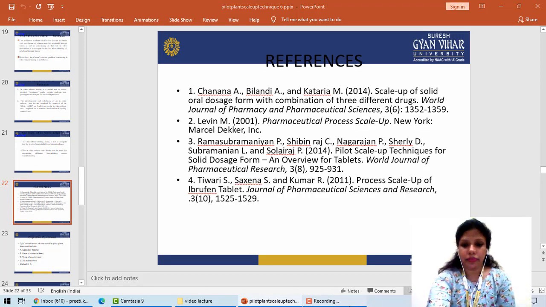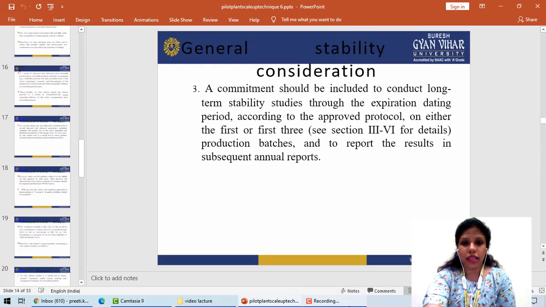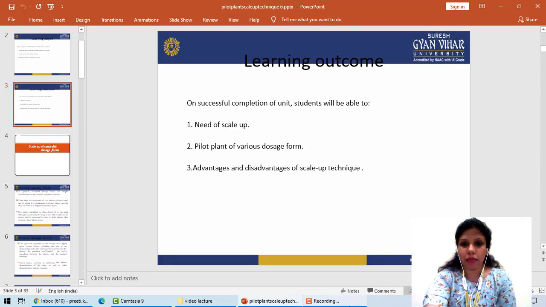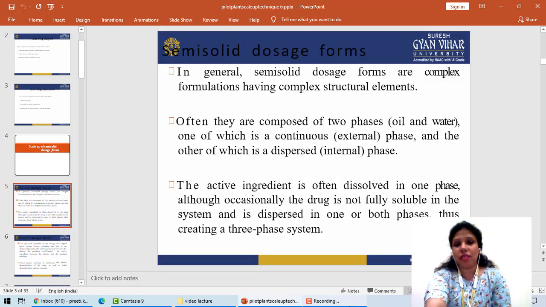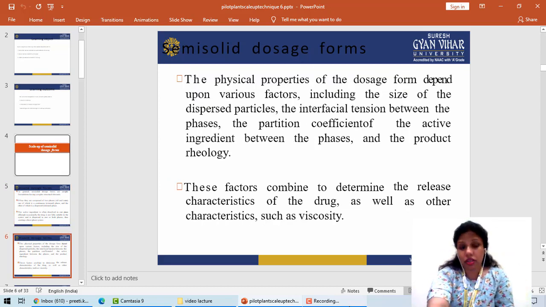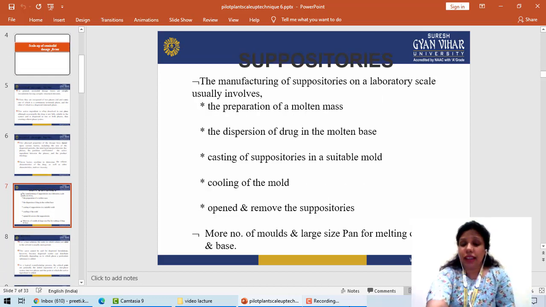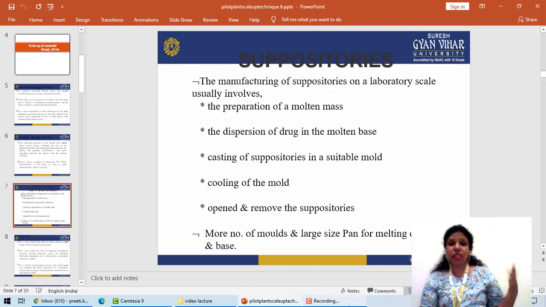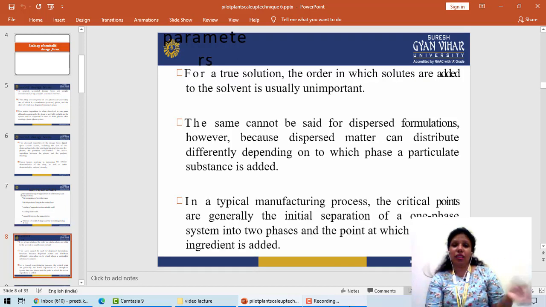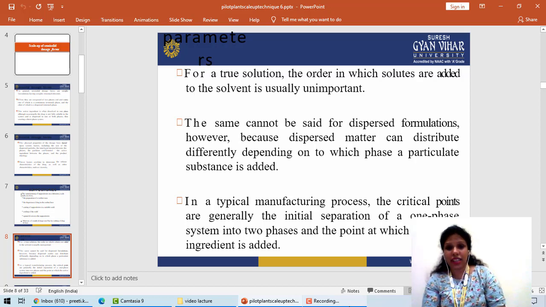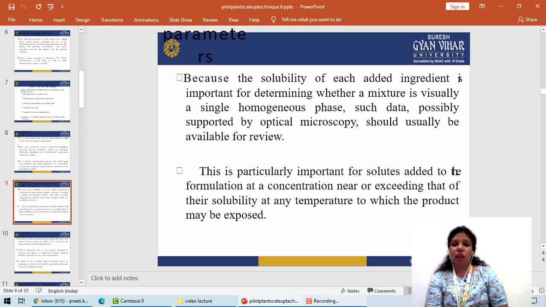These are the references. So in today's lecture, we have discussed the scale-up consideration of semi-solid dosage form, in which we have discussed what is semi-solid dosage form, how we can prepare the semi-solid dosage form, then what are the properties, which are the essential factors which we need to consider when we are designing a semi-solid dosage form. Then we have taken an example of suppository. So we have discussed the steps involved in the suppository. Then we discussed what parameters should be there while we are designing semi-solid dosage form.